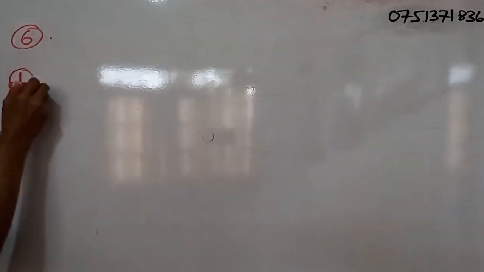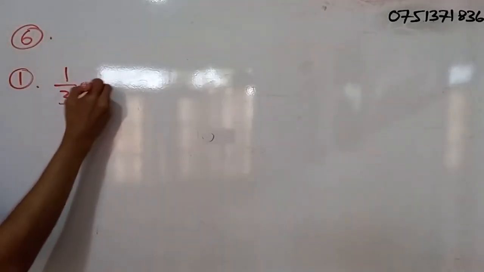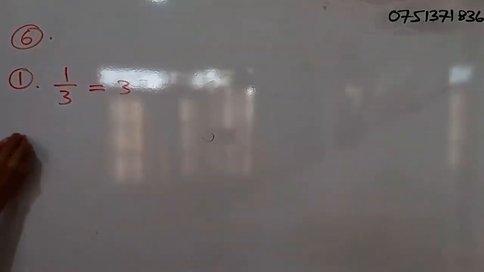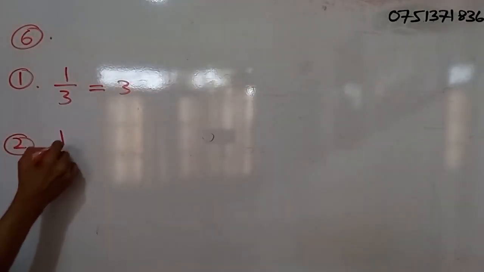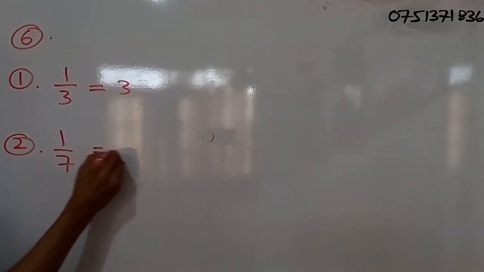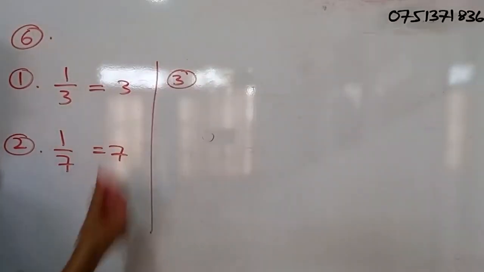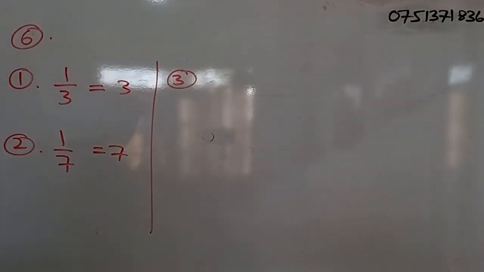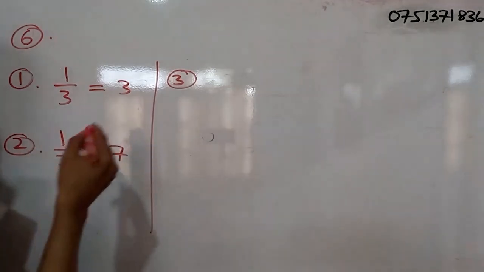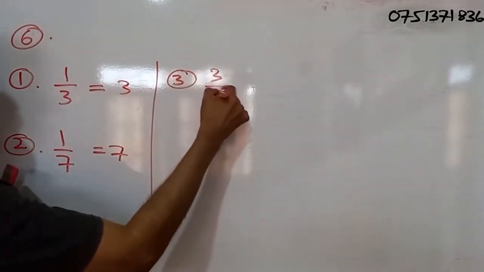Write the reciprocal of each of the following. Right? So part 1, we have 1 by 3. So the reciprocal is 3. Part 2, we have 1 by 7 and the reciprocal will be 7. Right? Part 3. Right? We have the fraction as 3 by 8.